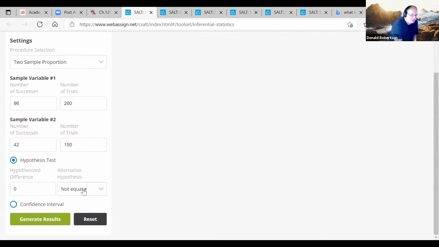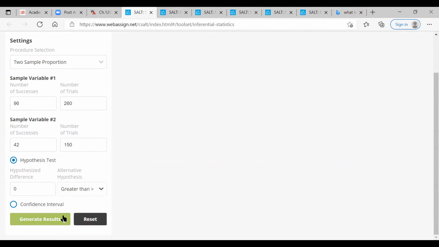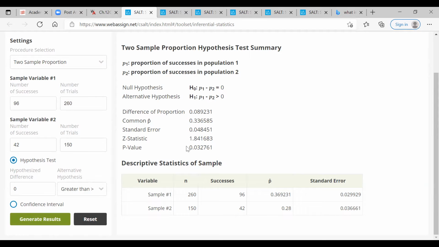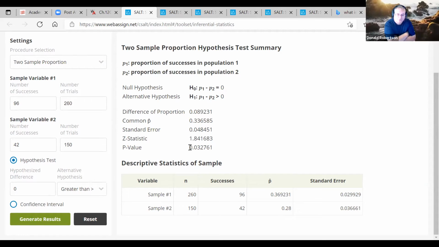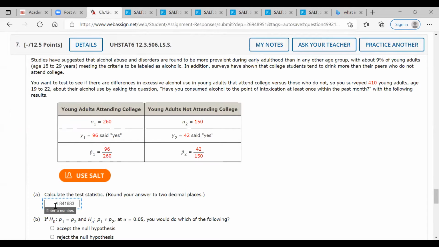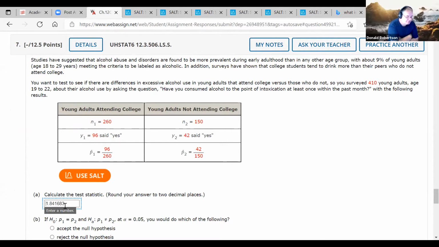Now the null hypothesis is always 0. And what we're trying to show is that the first group is bigger than the second, right? That college students drink more than non-college students. So click on that and pick the greater than choice. And there's your p-value and your statistic. I think they want the test statistic first, so that's 1.84, to 2 decimal places.